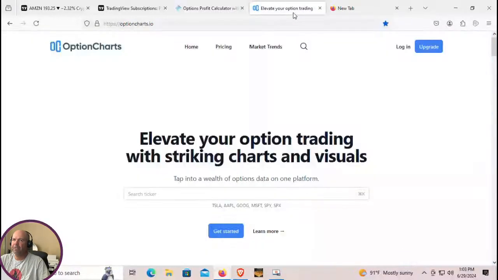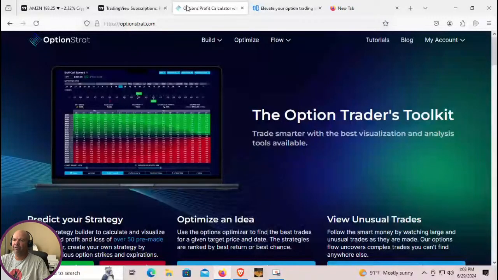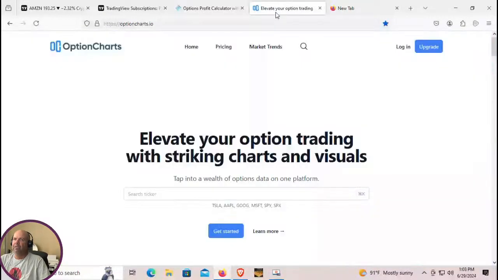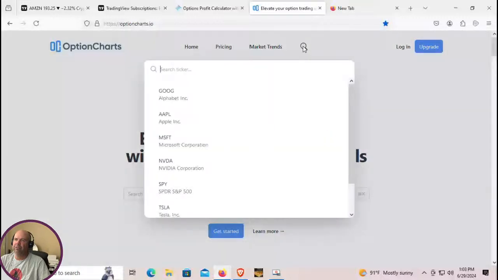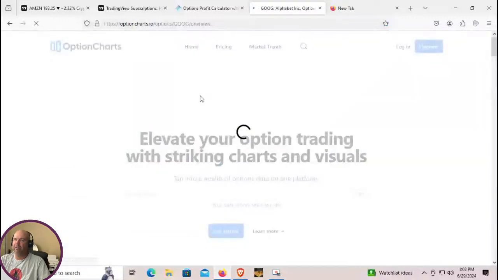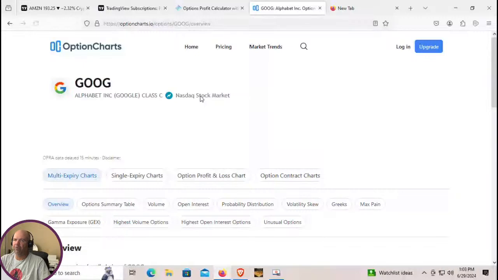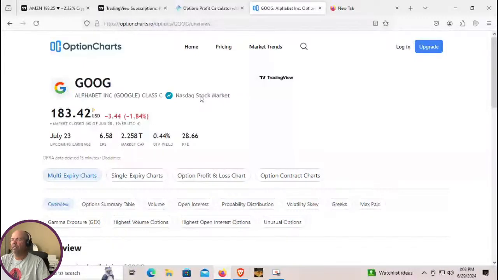The next one, I think, is $49 or $59 a month. This one is called optioncharts.io. In this one, I signed up for $29 and looked at Google. Not looking at Google right now because I pretty much only do the earnings.